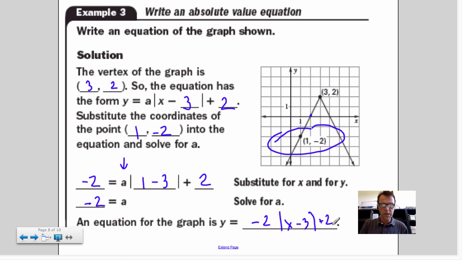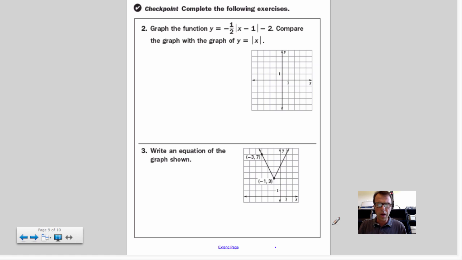So again, let's go here. Why don't you hit pause, try these 2 problems. When you're done with those, hit play, and here come the answers.